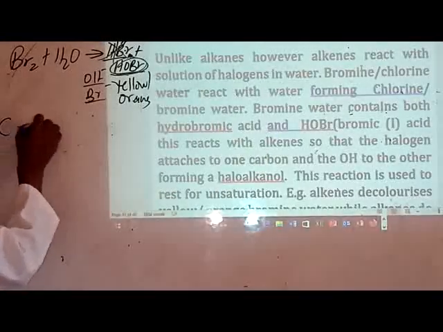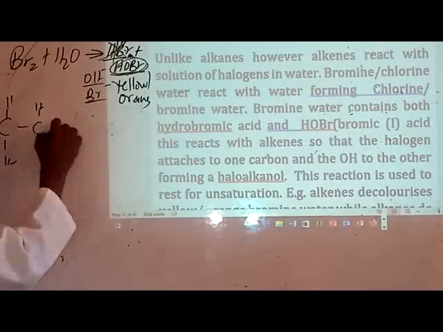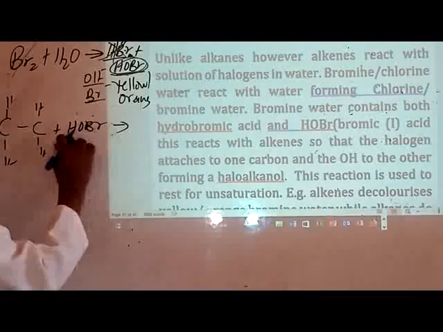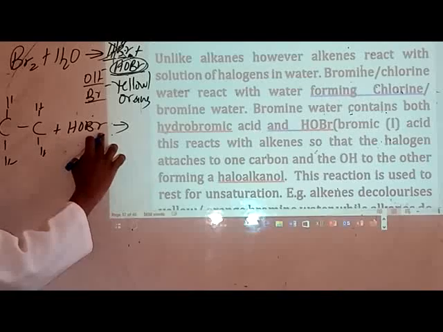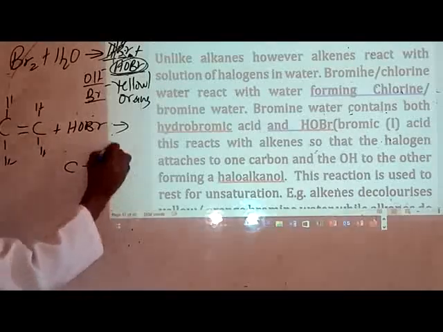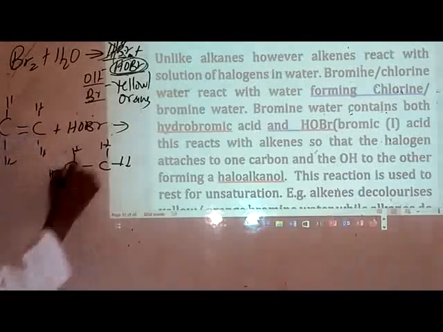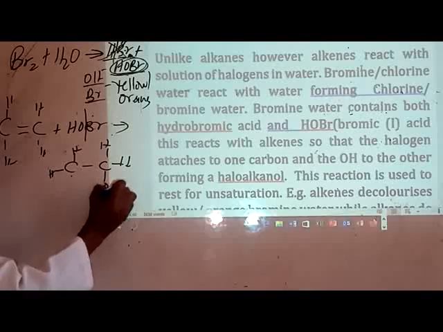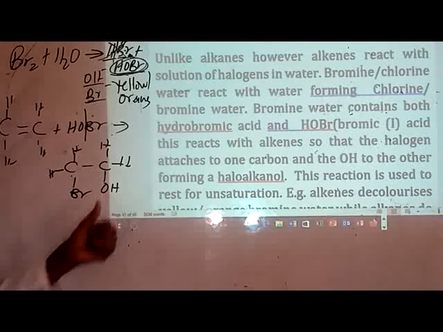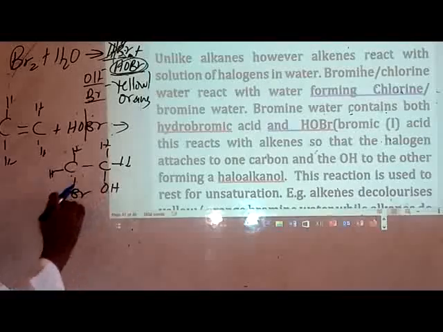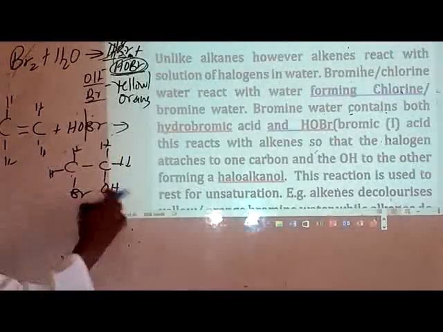For instance, I will add that to HOBr, the bromic(I) acid. Bromic acid we said will not react. Bromic(I) acid can react here. So what do we do? Break the double bond. I have done that, broken the double bond, then I attach OH on one carbon and Br on the other. Now this is what we call an alkanol. It has an OH. So it is 2-bromoethanol. 2-bromoethanol is what you get.